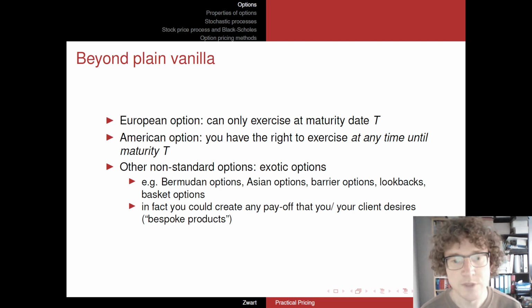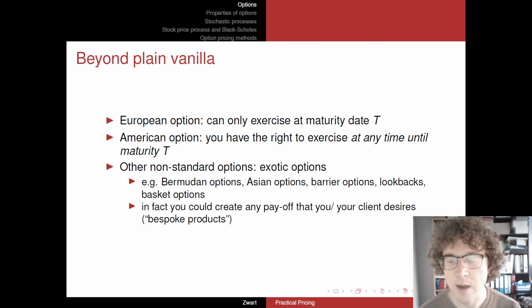An Asian option would be an option on the average of the stock price rather than the stock price at the maturity date. So an Asian option would say, well, at the maturity date, you have the right to buy the stock at that moment. What you're going to pay is the average price of that stock during the whole duration of that option. So that's a bit different. That's another example of an exotic option.